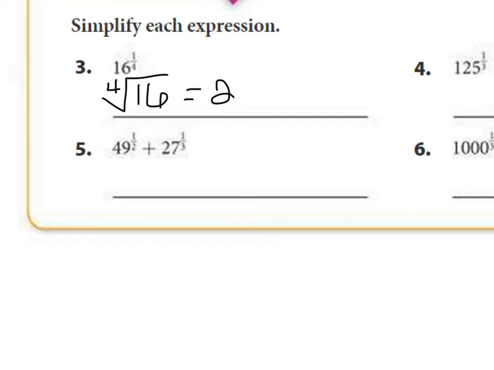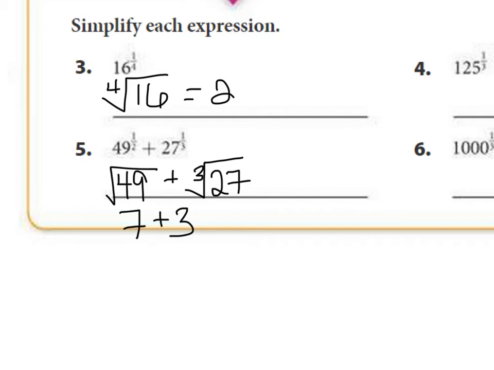Number 5, we've got a multi-step problem here. We have 49 to the 1/2, so that becomes the square root of 49, because the square root's the one that doesn't have the index, plus the 27 to the 1/3, so that's going to change to the cubed root of 27. Well, the square root of 49, you should definitely not need a calculator for that. That's simply 7. Cubed root of 27, type it into your calculator, or logically, really and truly, the only number that makes sense would be 3. And then 7 plus 3 equals 10.